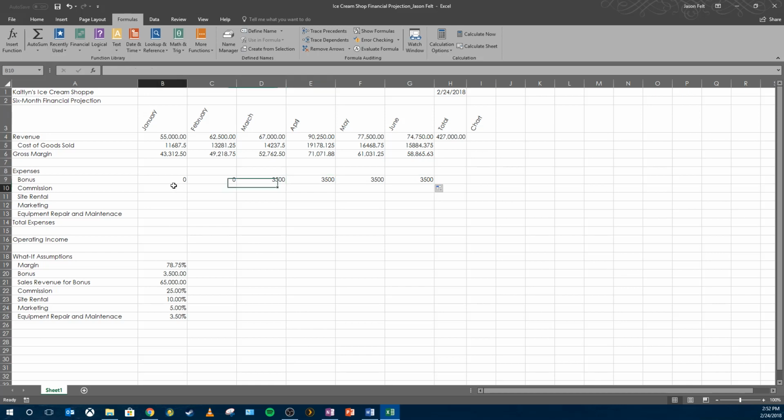Okay, now we're going to look at commission here. So commission will be the revenue times the commission percentage. Meaning the commission that we dish out is 25% of the revenue. So we're going to do equal the revenue times the commission. So the commission we're going to dole out to our employees is going to be 25% of the revenue. 25% of 55,000 is 13,750. We didn't have to use a calculator for that. Excel did that for us.